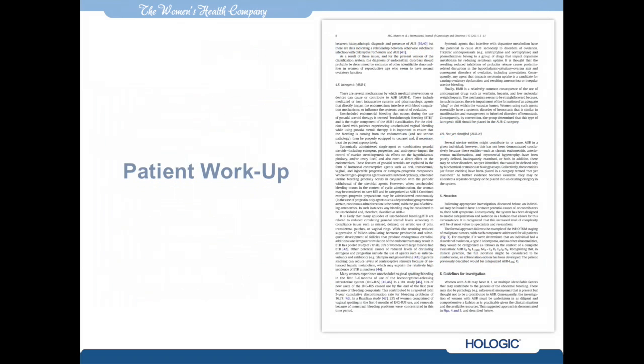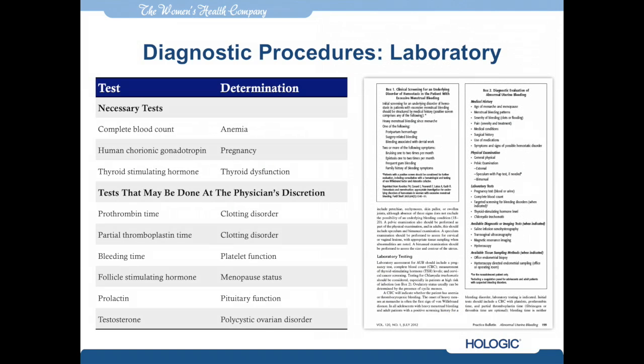Both the practice bulletin and the Gray Journal discuss patient workup, most importantly pointing out that a careful and directed history is necessary. Laboratory studies should initially include a complete blood count and a pregnancy test, HCG, to exclude the possibility of pregnancy. Thyroid testing, by obtaining a thyroid-stimulating hormone level, is an easy and inexpensive way to exclude thyroid dysfunction, which is a common cause of abnormal uterine bleeding.